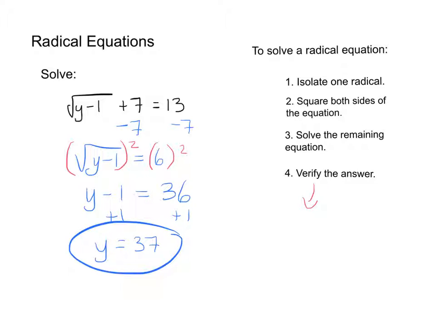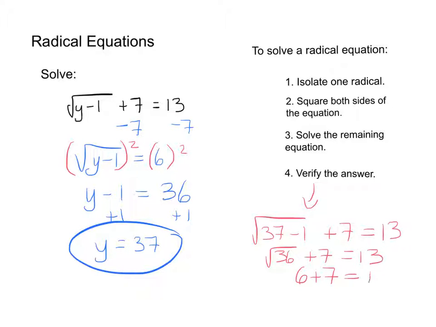So this verification looks like this. The square root of 37 minus 1, plus 7 equals 13. So that's root 36 plus 7 equals 13. 6 plus 7 equals 13, so 13 equals 13. That means that it works, it's right.